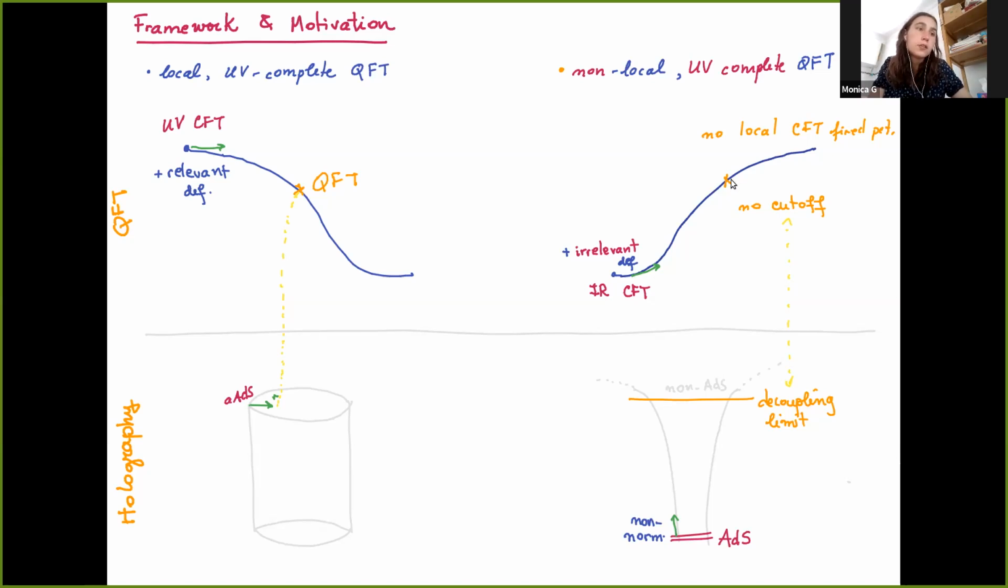However, these observables are not those of a local CFT. So the theory that you get like this appears to be UV complete. However, its UV behavior is not governed by a local CFT fixed point. It's intrinsically non-local in the UV. And the scale of non-locality is fixed by the coefficient of the irrelevant deformation, which is a dimensionful coefficient.